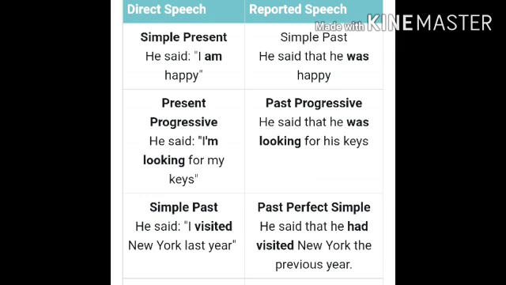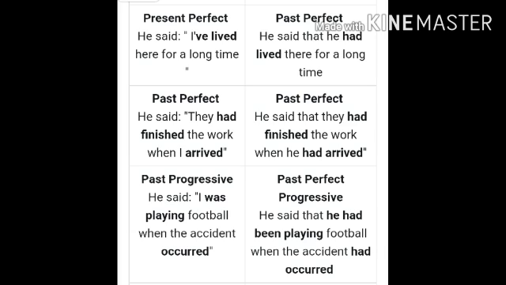Okay, I hope it's clear. Now look at the next one, present perfect. He said, I have lived here for a long time. Present perfect will change into past perfect. He said that he had lived there for a long time. Past perfect will change into past perfect itself. No change. They had finished the work. They had finished the work. When I arrived, when he had arrived. Okay? Yes, you have to use the past perfect form there.